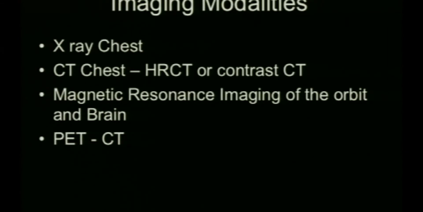So how do we go about investigating these conditions? We can start from something as simple as an X-ray chest. Further, we can go ahead and do a CT chest, which can be an HRCT or a contrast CT, an MRI of the brain and orbit, and finally the PET CT.